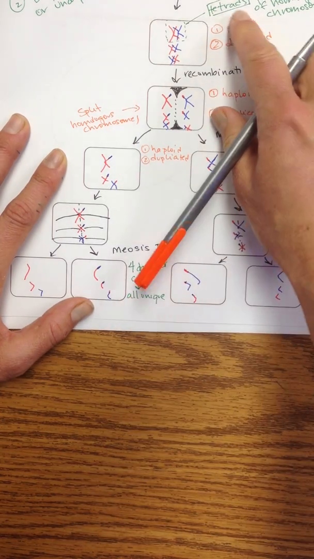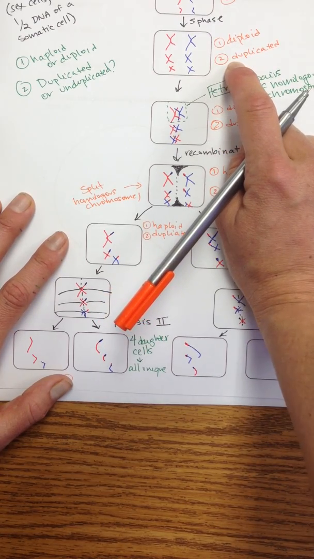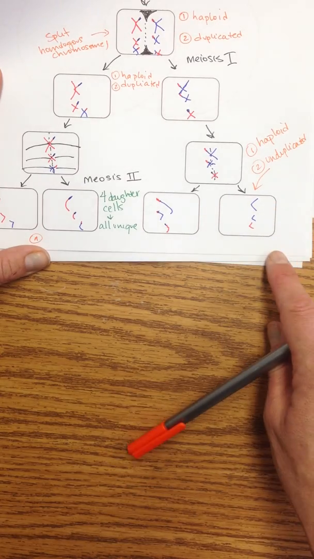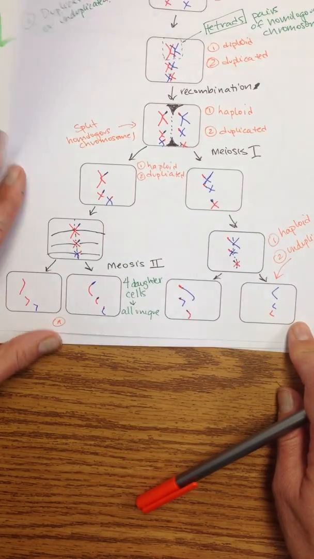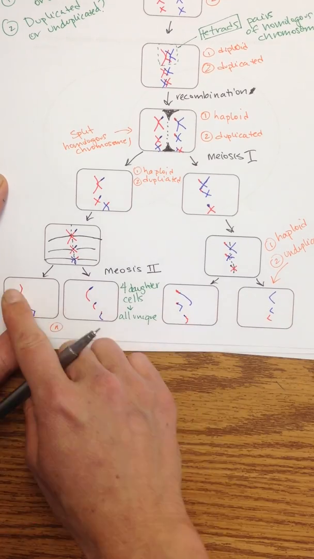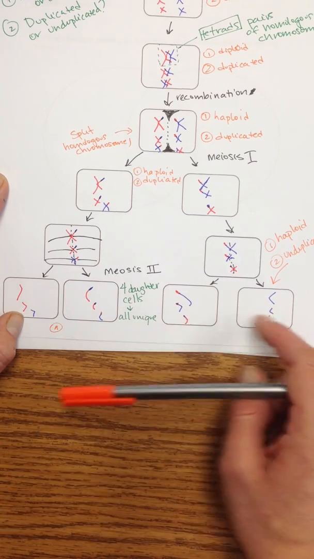So I went from, at the beginning of this, once I went through S phase, I had diploid duplicated cells. And now I have haploid unduplicated cells. So I've gone from 1 cell to 4 cells, and it doesn't look identical to the parent. It doesn't look identical to anything. I have 4 different cells.